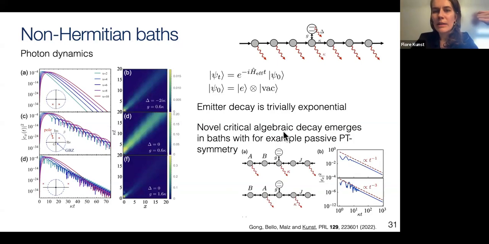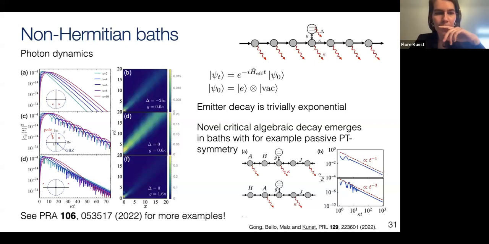If I now look at a different example, for example a system with PT symmetry, or passive PT symmetry, because this is an effective Hamiltonian coming from the Lindblad equation, my imaginary energies always need to be negative, which means I have what is known as passive PT, which basically pushes my spectrum into the negative imaginary plane. This has an exceptional point. Then you find, for example, algebraic decay for the emitters. If you're interested in this kind of idea, we have many more examples of the effects of different kinds of non-Hermiticities on the emitter dynamics in this paper here.